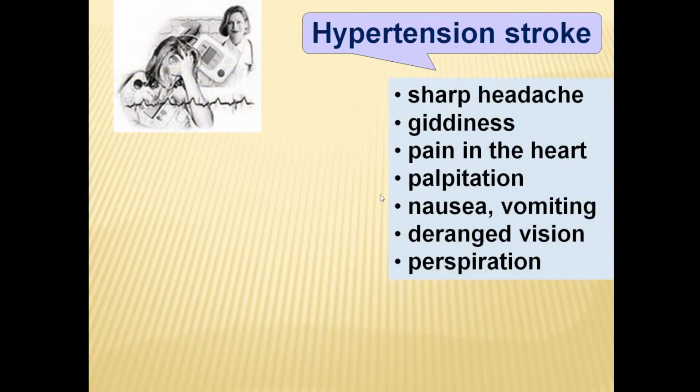How can we know about hypertensive stroke? First of all, a very severe, sharp headache, accompanied with giddiness. Sometimes the patient can lose consciousness or have some disorientation. Pain in the heart region accompanied with palpitation or disordered rhythm. Headache accompanied with nausea and vomiting without positive effect, which shows its central origin. Maybe some problem with vision, bad vision, or subjects becoming double, and severe perspiration. This is the result of activity of the vegetative nervous system.